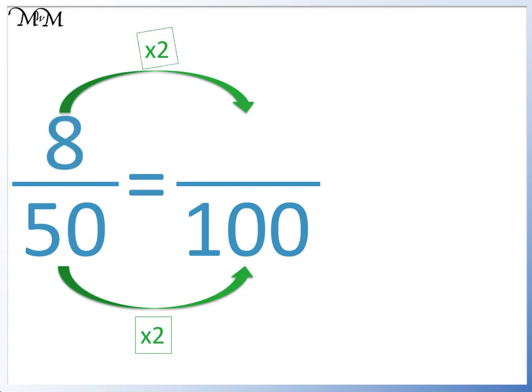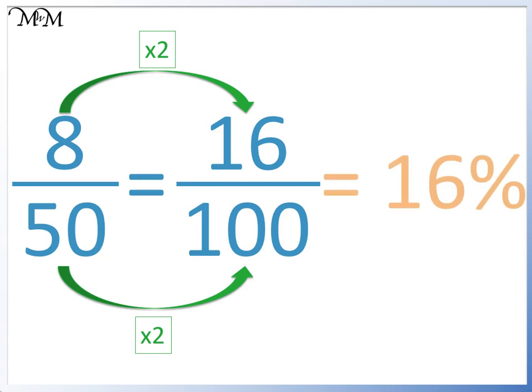8 times 2 equals 16. So our fraction is 16 100ths. We now have a fraction out of 100. So we can easily convert this fraction to a percentage. We have 16 out of 100, so 16%.